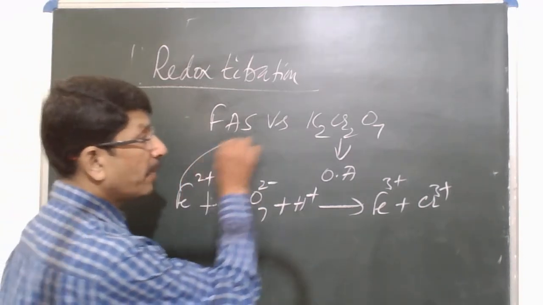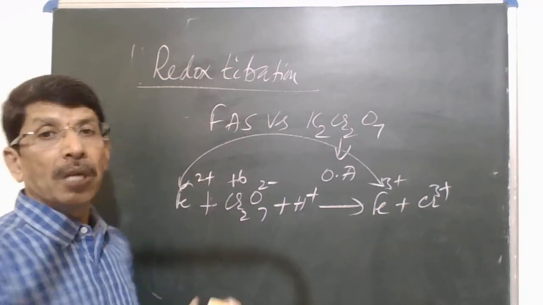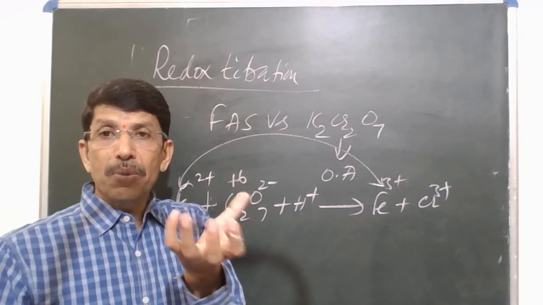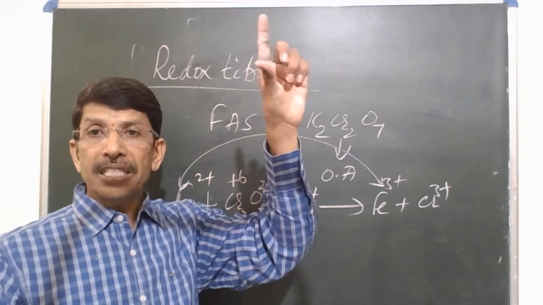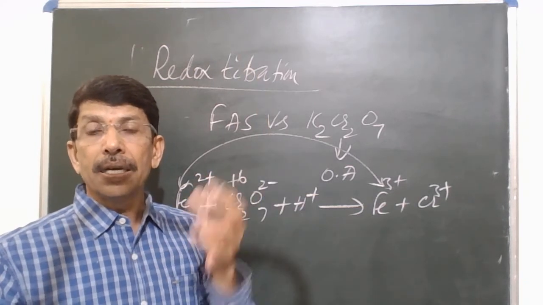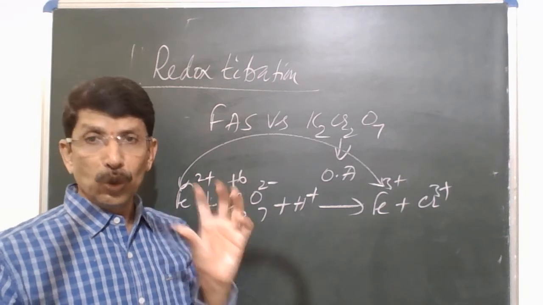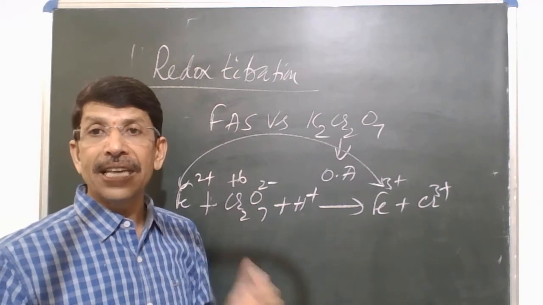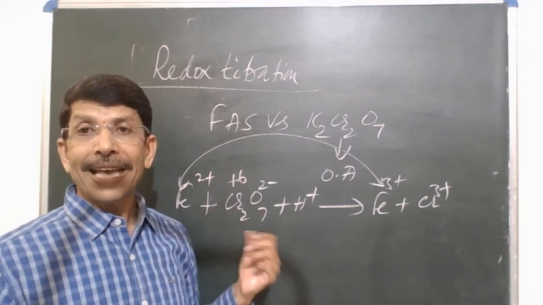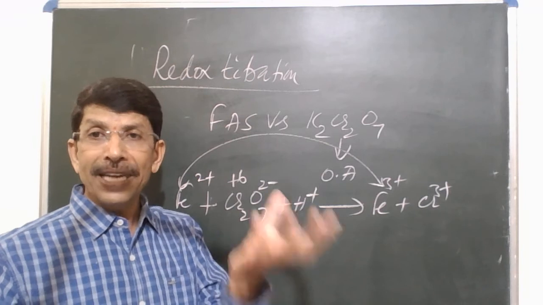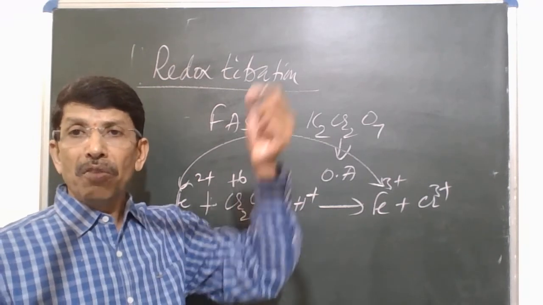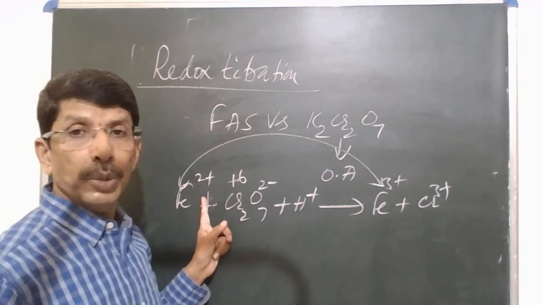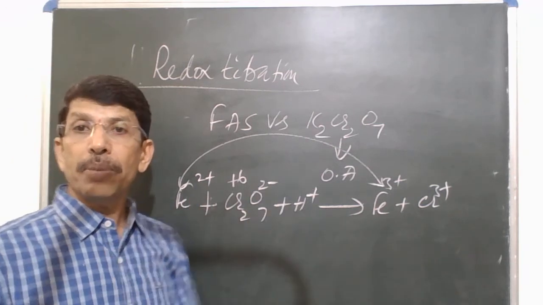When performing the titration of ferrous ammonium sulfate against dichromate, ferrous ammonium sulfate is taken in the beaker, potassium dichromate is taken in the burette, and dilute sulfuric acid is added to the known volume of ferrous ammonium sulfate in the beaker, because dichromate acts as an oxidizing agent in acidic medium. So sulfuric acid is added to maintain acidic medium. Then when we add a drop of potassium dichromate, what happens? Some of the Fe2+ ions are converted to Fe3+ ions.